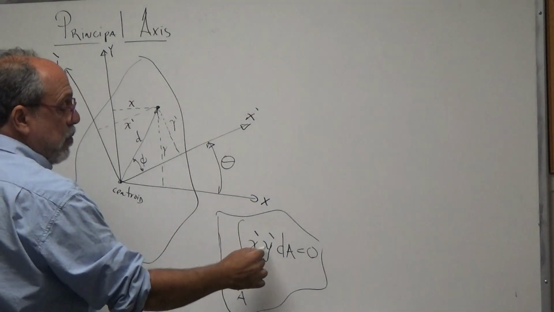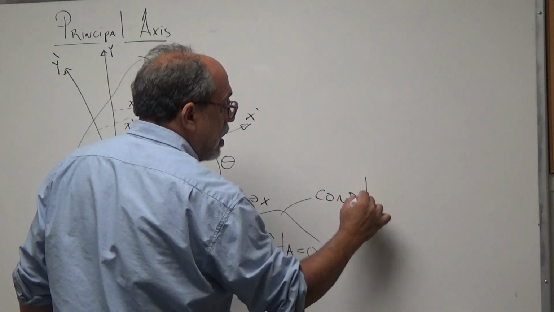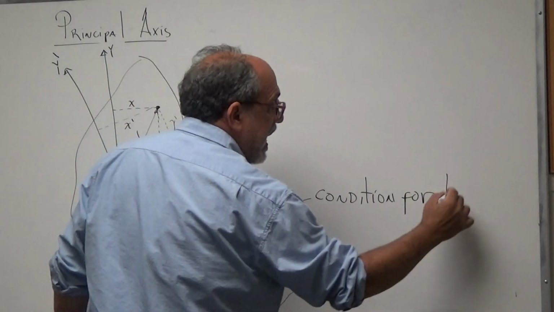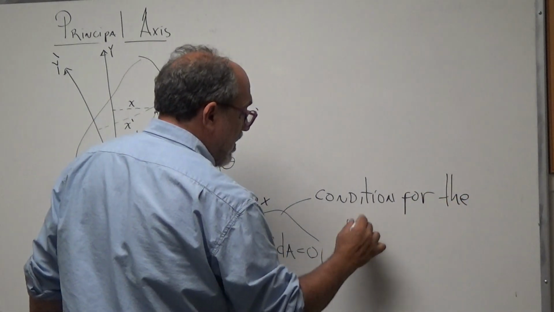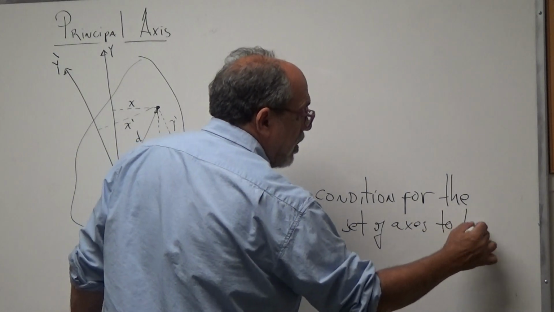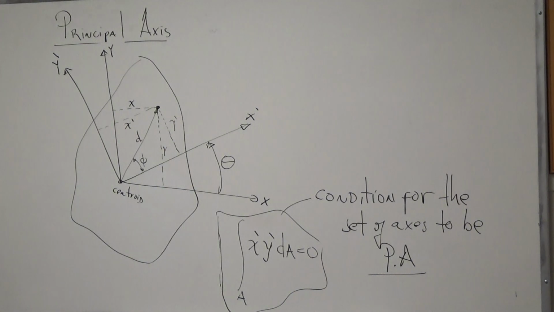So, the integral of x prime y prime dA being equal to 0 is the condition for the set of axes to be principal axis. Okay? That's the condition for the set of axes to be principal axis.